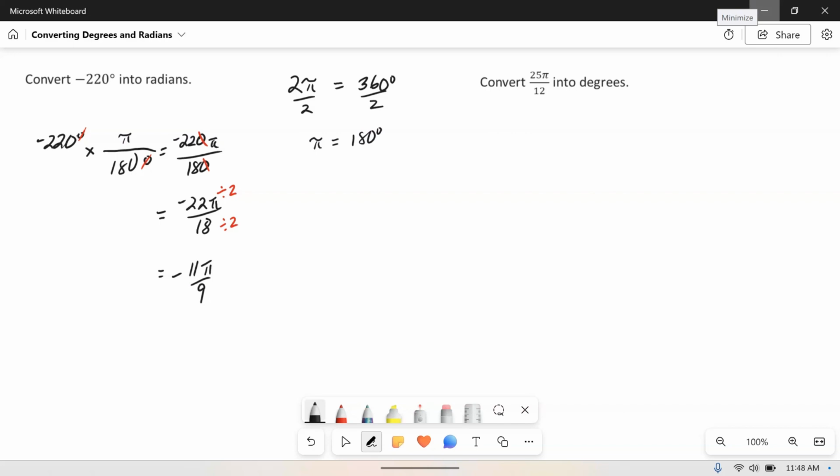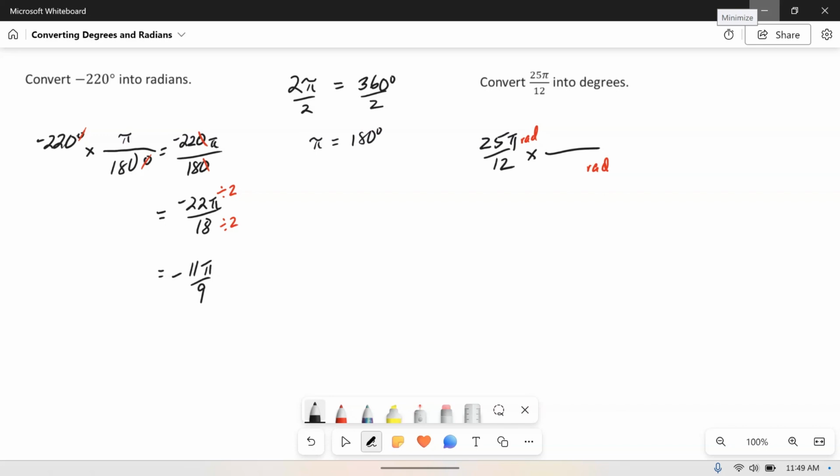So let's flip that around and convert from radians into degrees. If we have 25 pi over 12 radians, we want to convert that into degrees. We're going to follow a very similar process. We need to multiply our given angle times a ratio, and that ratio is going to use the pi and the 180 degrees. Since we already have an angle in radian measure, remember this 25 pi over 12 is in radians, we want to put radian measure in the denominator of our ratio.